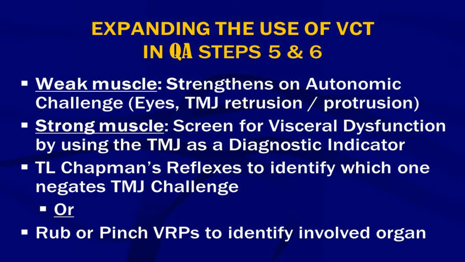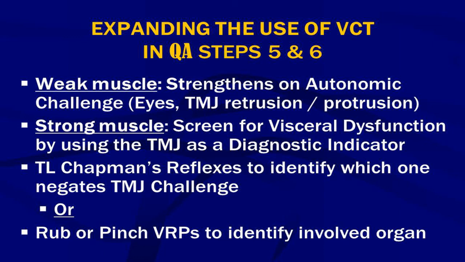So now we expand the use of this visceral challenge technique in QA steps 5 and 6. If we have a weak muscle present, that makes things a little easier, because we can see if it strengthens on autonomic challenges with vision, with the eyes, and with TMJ retrusion and protrusion, which we're going to review again in a minute. But if we have a strong muscle, we have to use this PMPS type testing.